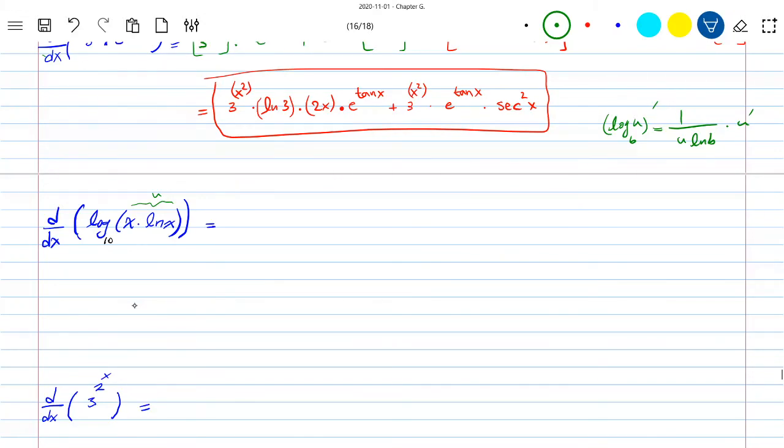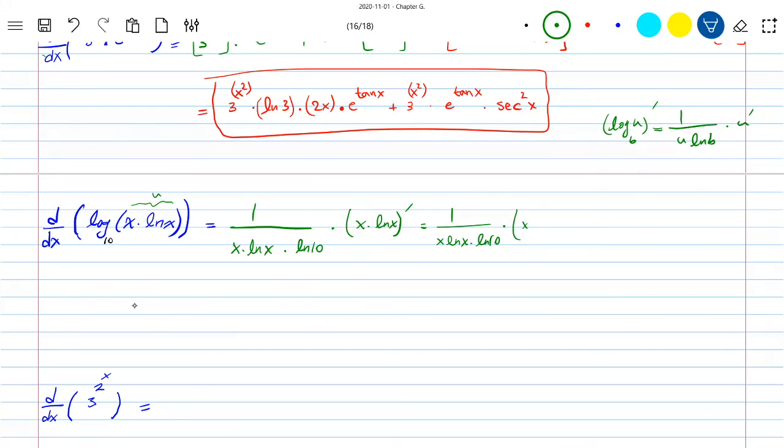So it would be 1 divided by x ln x, this is u, multiplied by, don't forget this term, ln 10, the ln of the base. Now multiply by the inside derivative, x ln x derivative. And then this term outside is still there, x ln x times ln 10. Don't worry about simplification till the end if you want. Multiply by the derivative of x ln x.